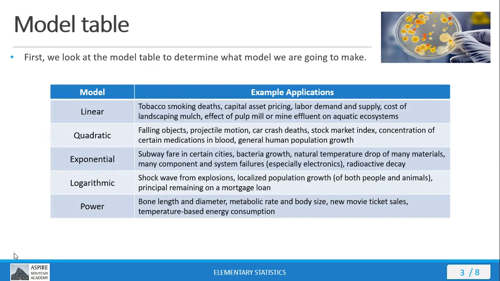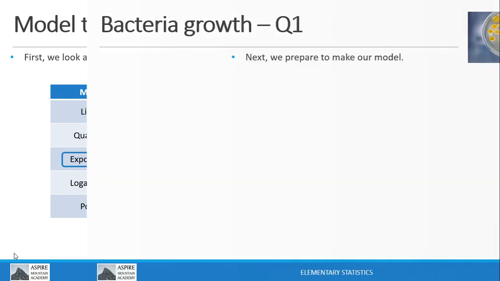So here's what the actual model table looks like. And we look through the list here to figure out, okay, we're dealing with bacteria growth. So we look through the list and see, where does it say we're growing bacteria? And we see the application right here in the middle of the table. So that tells us we want to make an exponential model. So we don't need to make all the different model types. We know exactly which one we need to make.